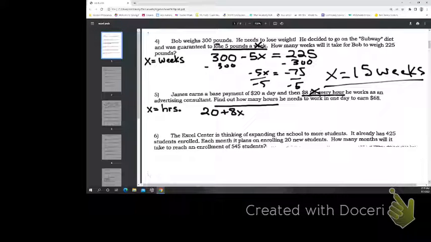because what we're looking for is how many hours. And we want to know if he's going to earn $68. And once again, two-step equation that you can solve. So I'm going to move along a little bit because I'm feeling really confident about your ability to solve two-step equations once we have them set up.